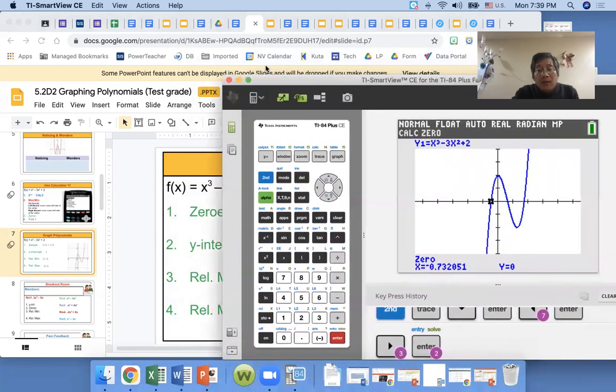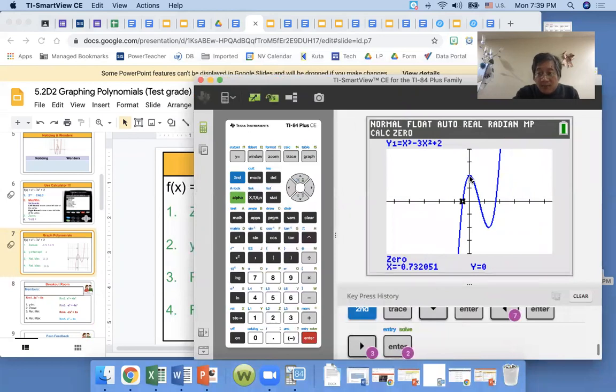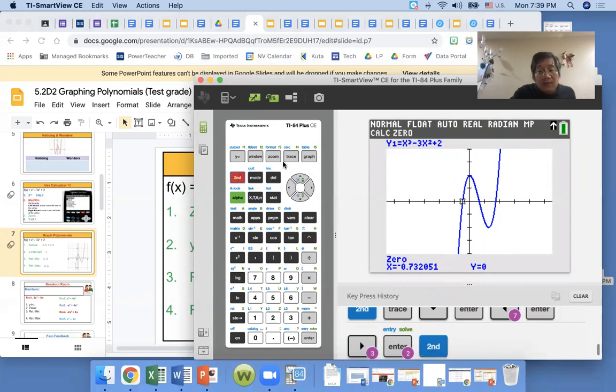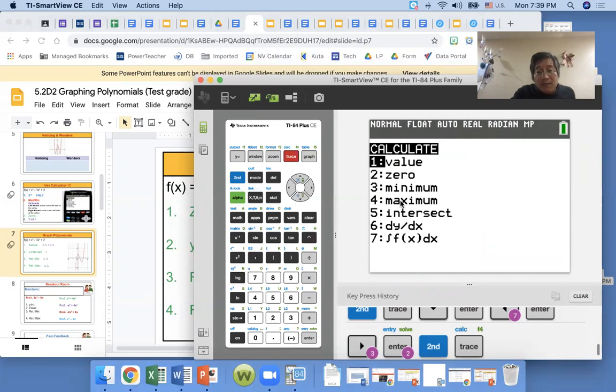And then let's find the relative maximum here. But it looks like this is in the y-axis. It looks like a 0, 2. But sometimes you never know, right? It might be a little bit moving here, but to make sure, let's go. Same thing, same steps like a 0. So second trace, where's the maximum? Number 4. Go, go, go, 4.